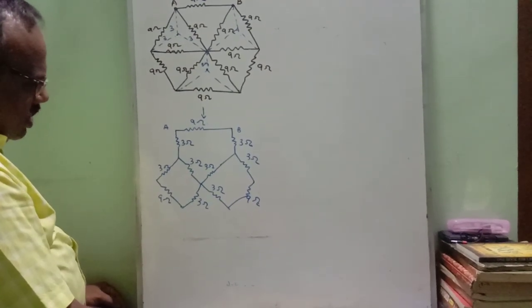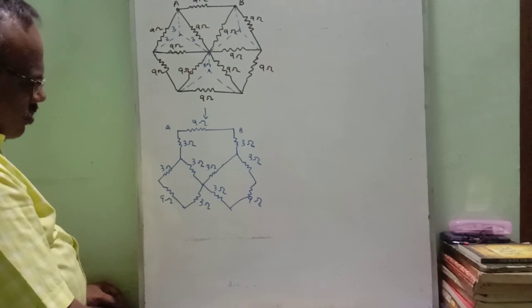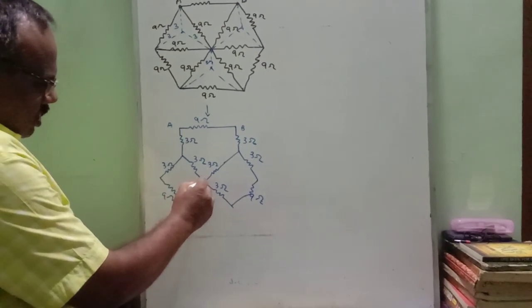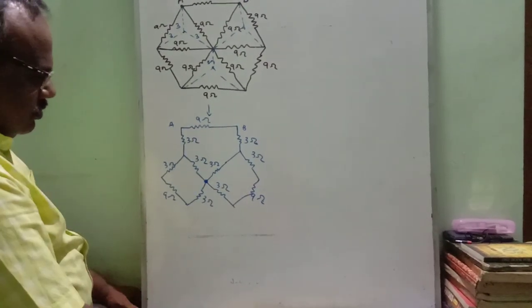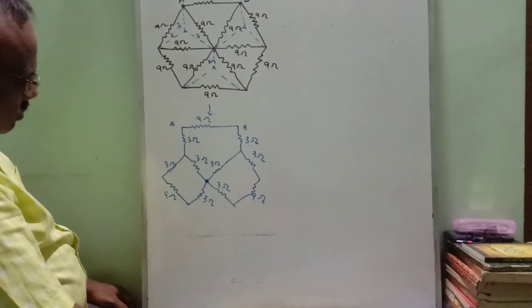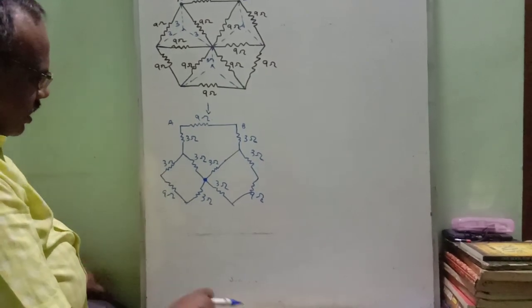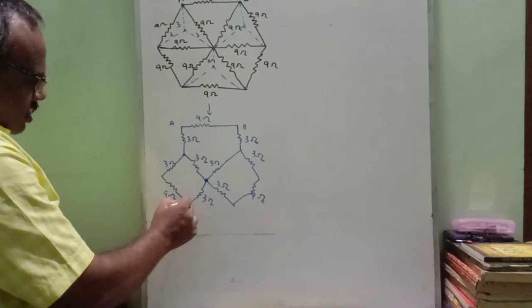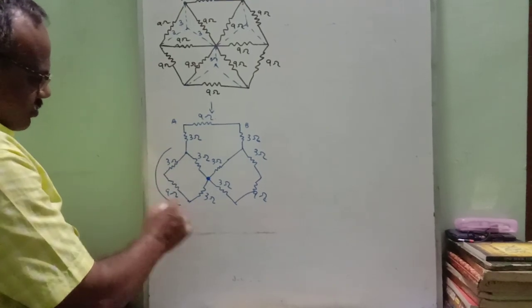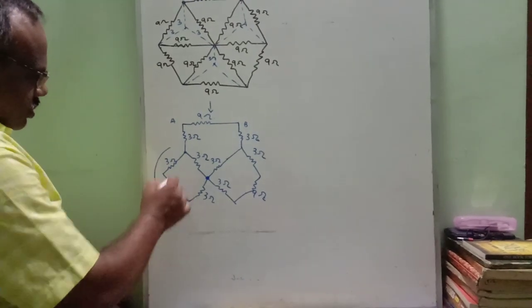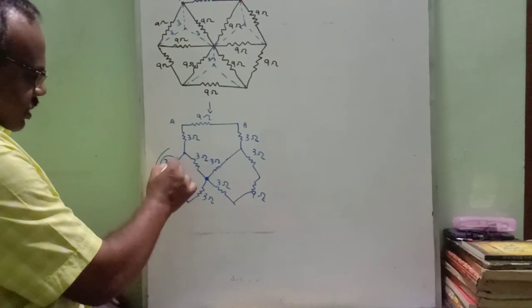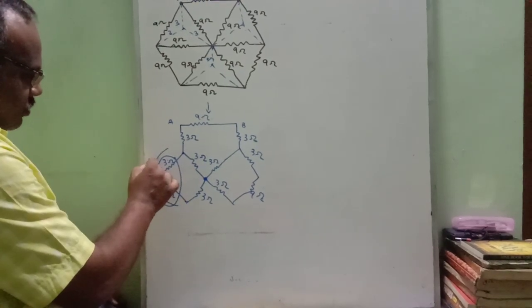Now if you see here, in between this point and this point, if you see this figure correctly, these two are in series. So this will become 9 into 9 plus 3, so it will be 12 ohm.